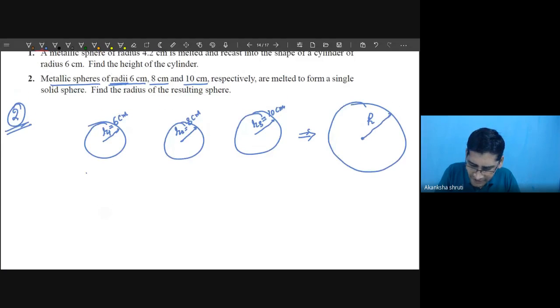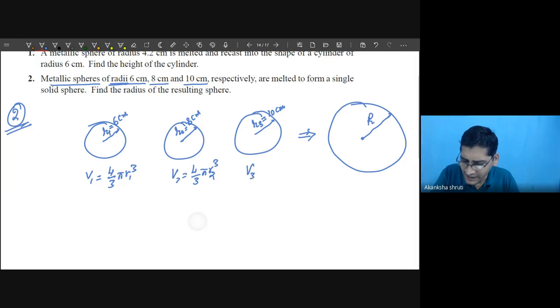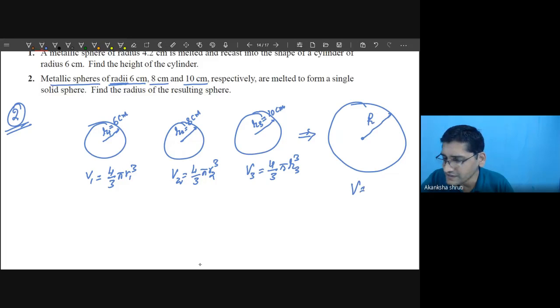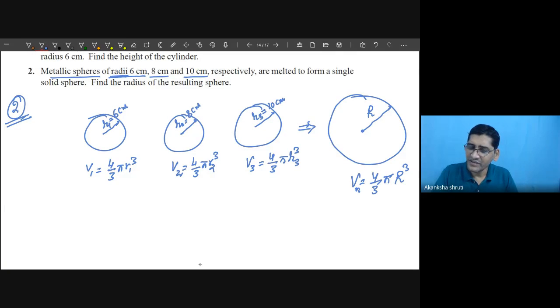So what will be the volume of this first sphere? It will be 4 by 3 pi r1 cube. Volume of second sphere, 4 by 3 pi r2 cube. Volume of third sphere, same 4 by 3 pi, but radius is now r3 cube. And for this new sphere, the volume of this new one we may write is 4 by 3 pi, new radius I am denoting by capital R, so that R cube. Get it? So they are melted, means the volume remains the same.